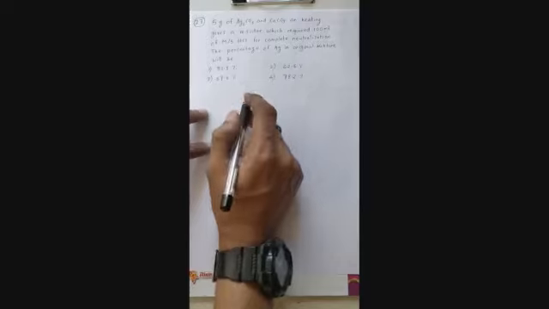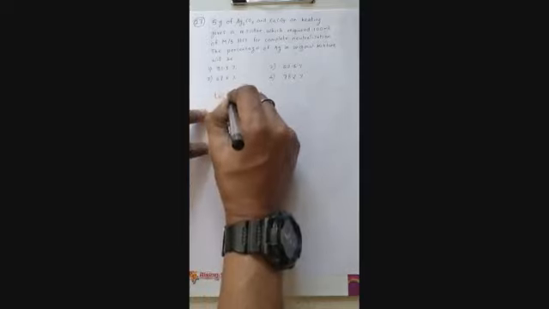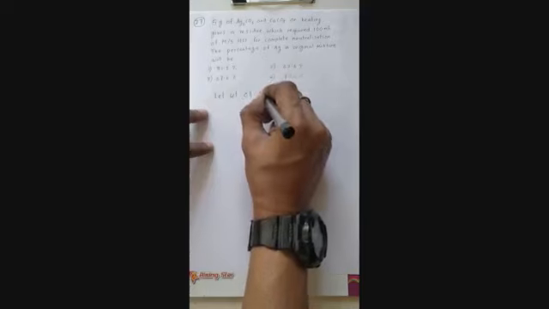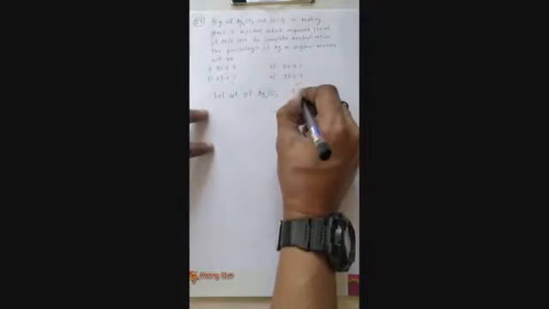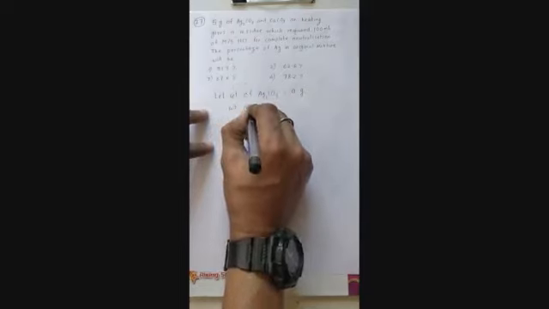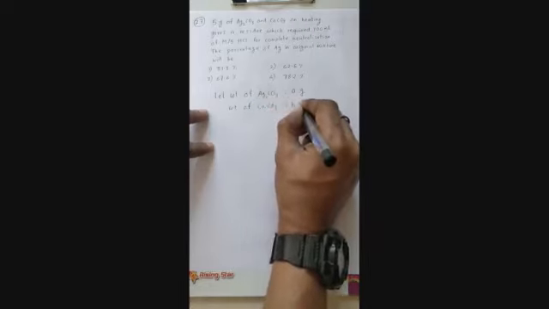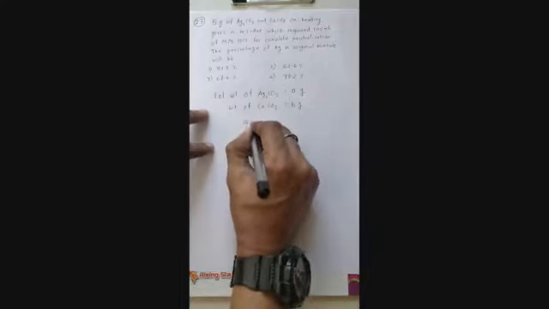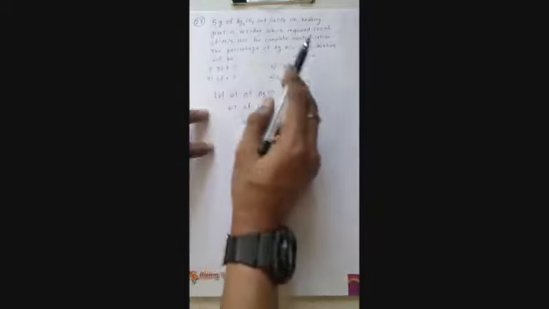Here we will have to assume a few things. So let the weight of Ag2CO3 be A grams, and the weight of CaCO3 be B grams. Therefore, as per the given data, what I can say is A plus B is equal to 5 grams, isn't it? It is given, 5 grams.